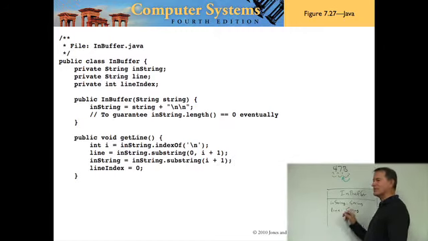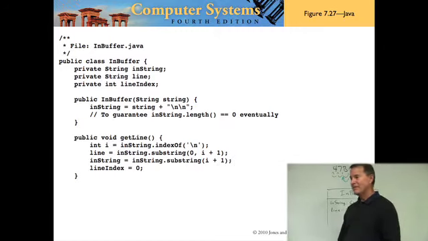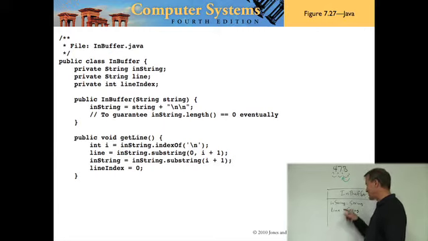What do you suppose the in string is? It's whatever we're reading, right? Like the current? No, like a line is what we're reading. Can you tell by the names here?